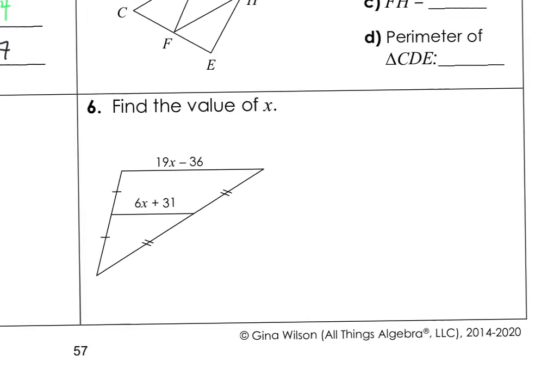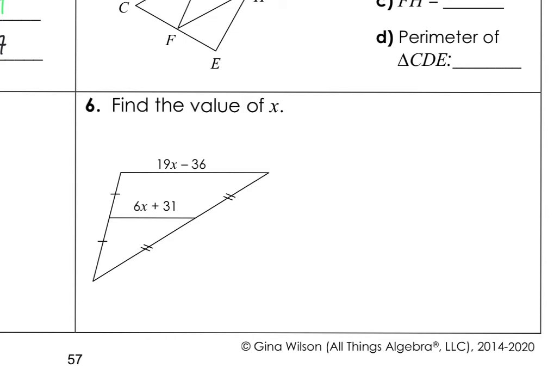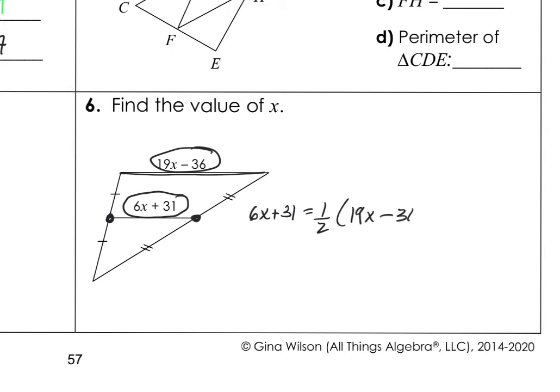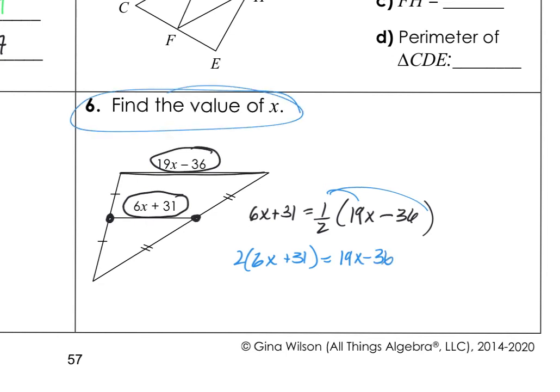Just a quick setup of number 6 here for you, a basic algebraic setup. You've got the midsegment of the triangle and the side that it's parallel to, and you need to find the value of x. You'd set up an equation. You know that 6x plus 31 is half of 19x minus 36. You can either distribute that half, or you can multiply both sides by 2, and then solve for x.